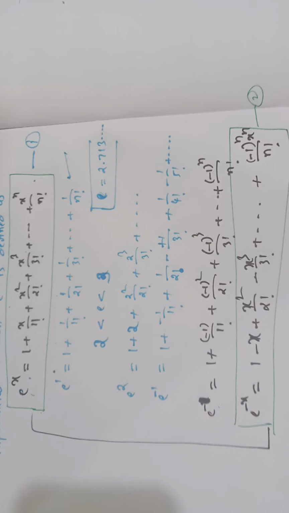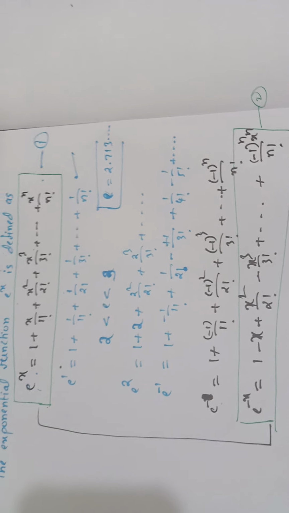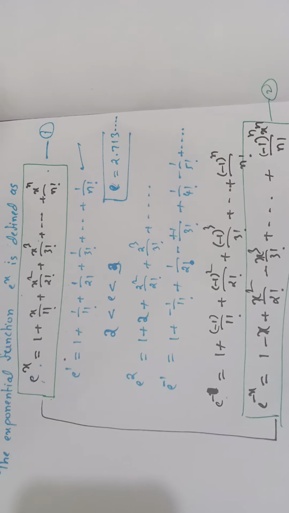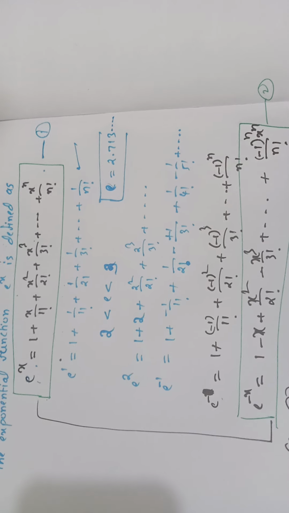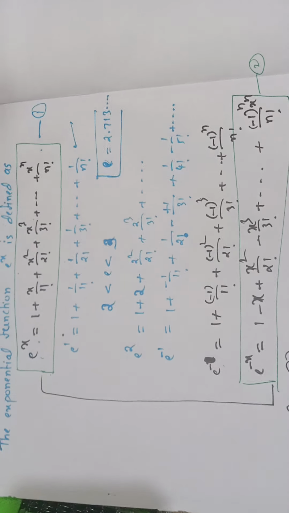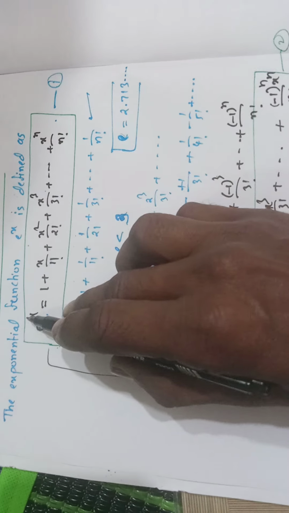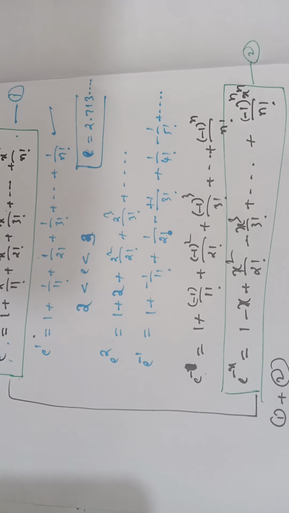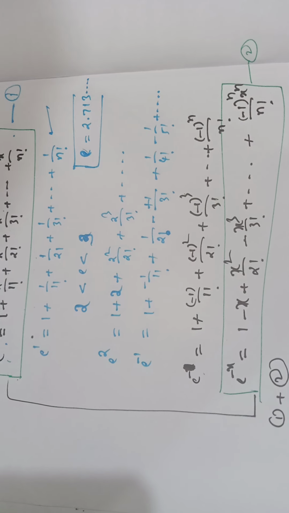Now what I am doing, I am taking both these equations and adding them, and after that we can separate the second equation terms from the first equation. So if I add both the series, what will happen here? e power x plus e power minus x will come now. So I am writing that one, e power x plus e power minus x.